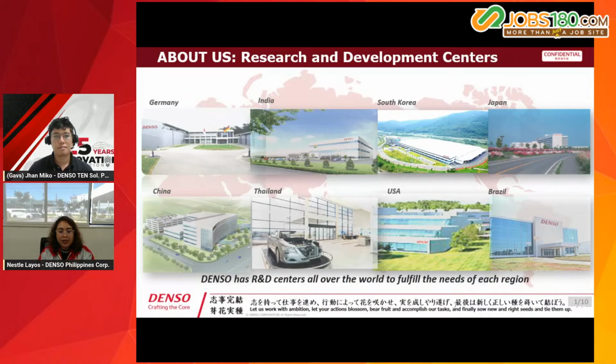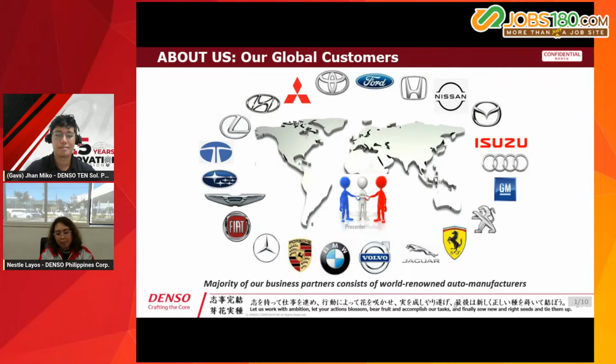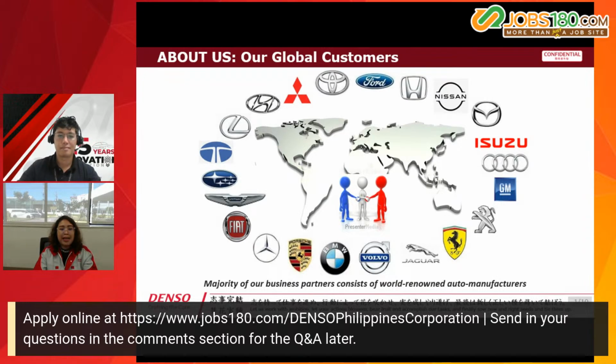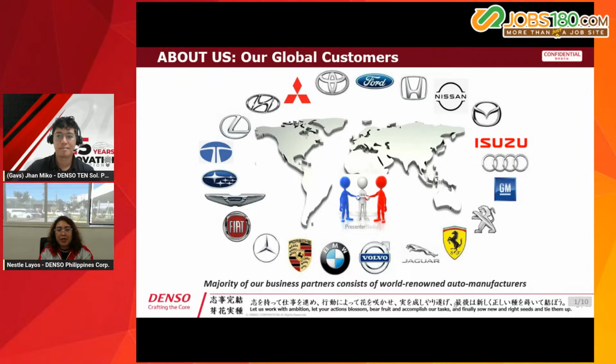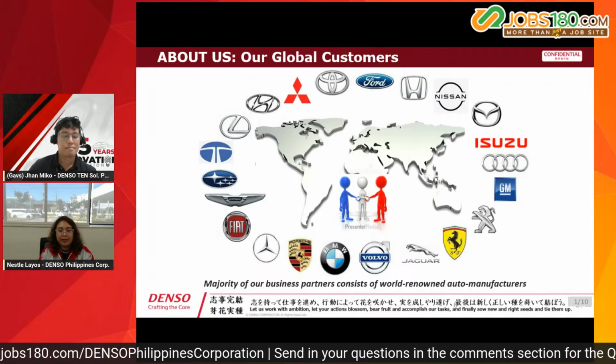And as you can see on your screen, Denso has R&D centers all over the world to fulfill the needs of each region. So for the Asia and Oceania region, our headquarters is located in Thailand. All right. And as you can see, here is the list of our global partners that are world-renowned auto manufacturers. And for sure, kilala nyo na yung mga brand logos na makikita nyo sa inyong screen if you are especially a car enthusiast. Yeah. So these are our business partners around the world.